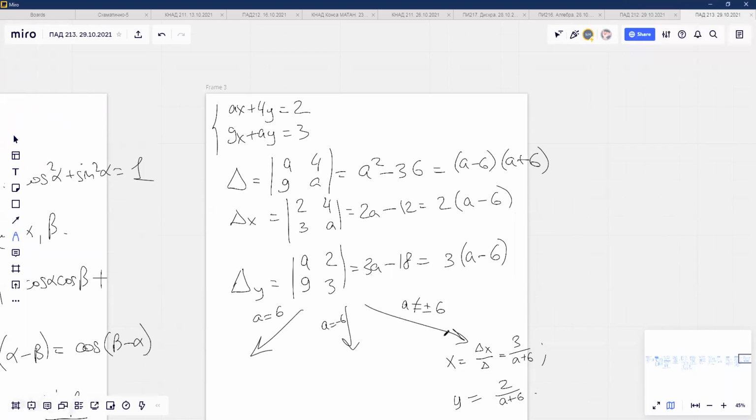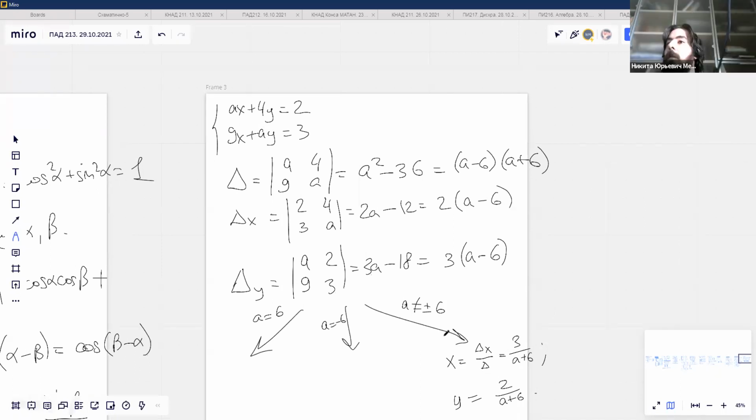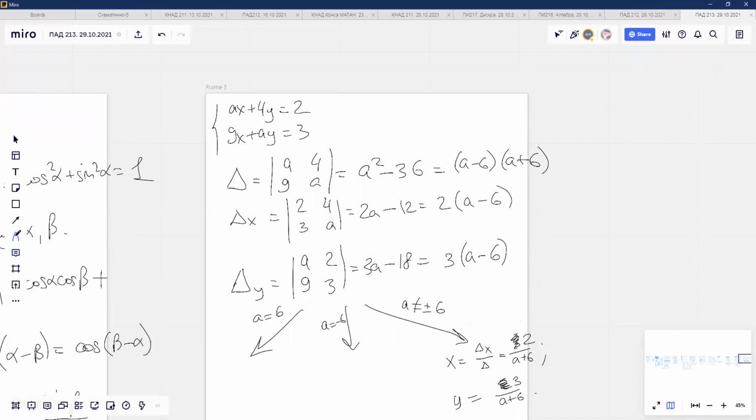Please note, yeah, question? But in x, there must be 2, not? Oh, sorry, I switched them for some reason. This one is 2 and this one is 3, thank you.